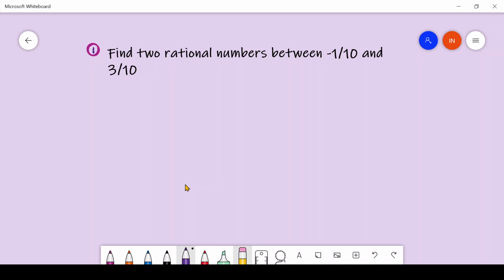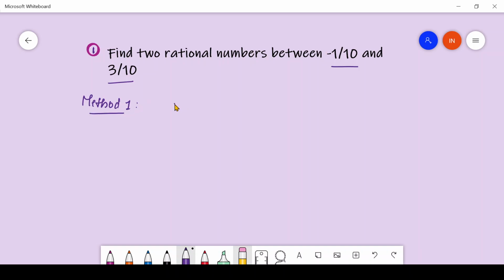The first question is to find two rational numbers between negative 1 by 10 and 3 by 10. There are two methods I'm going to show you here. So the first method, let us see how to do it. Method 1.